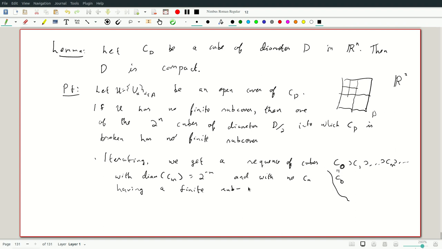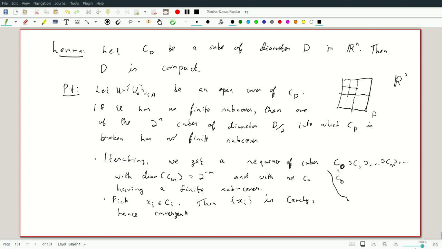By which I mean you could do one of two things, and they are equivalent: either intersect U alpha with the C_m, that's an open cover of C_m, or simply ask whether there are finitely many sets which include C_m. Okay. So now what we'll do is pick x_i in C_i. Then the sequence x_i is Cauchy, and so this is in R^n. Hence this is convergent.